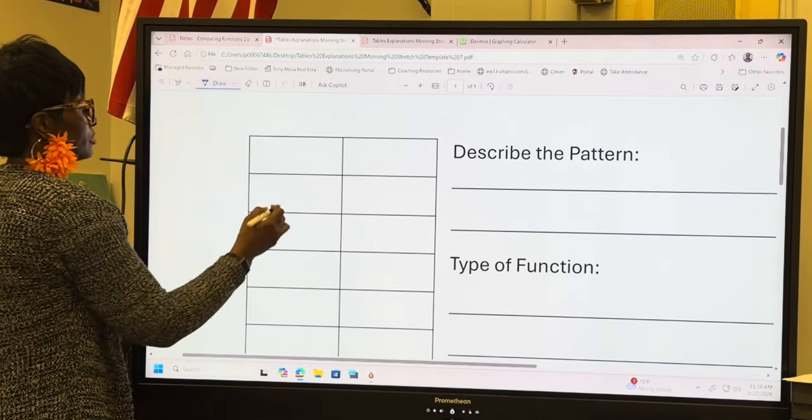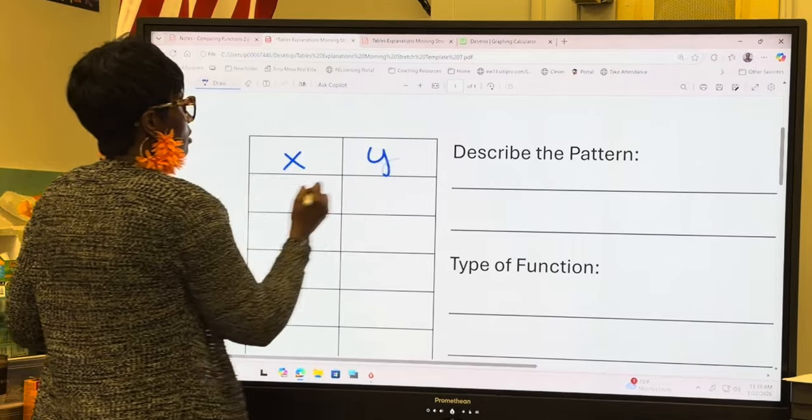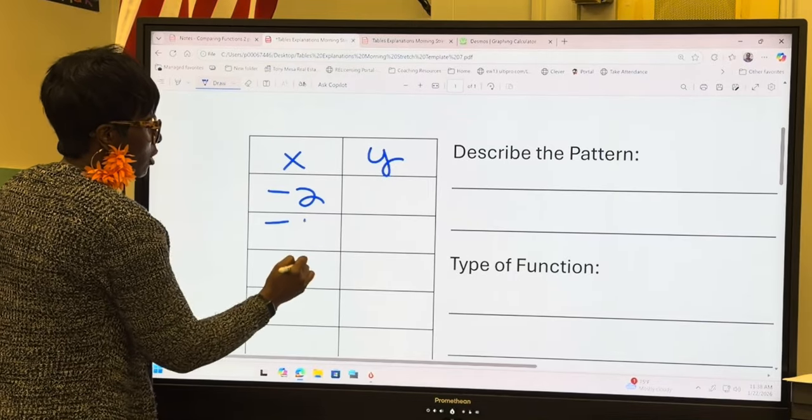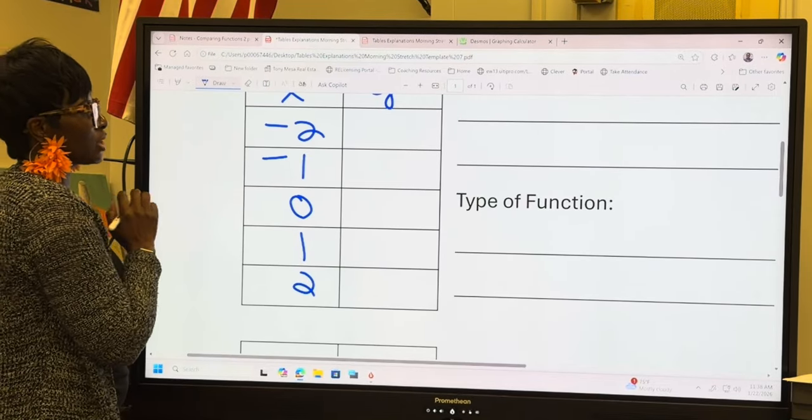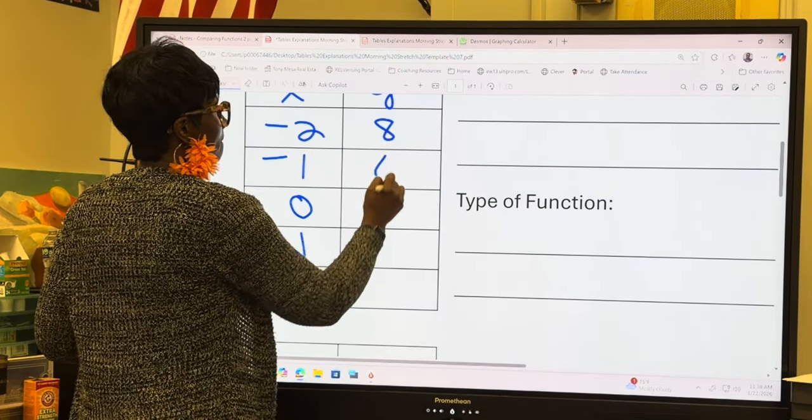-2, 8, -1. So this is -2, -1, 0, 1, and 2, right? Yes. Now, what is the range? 8, 6, 4, 6, 8.